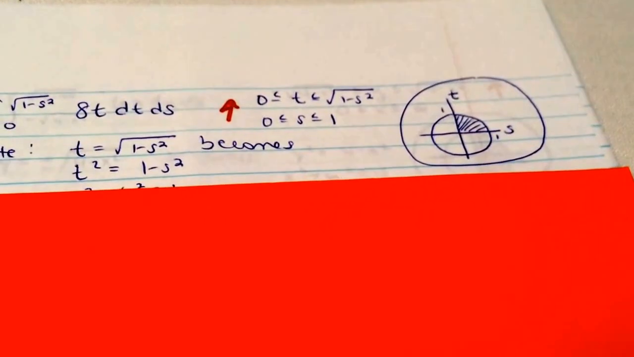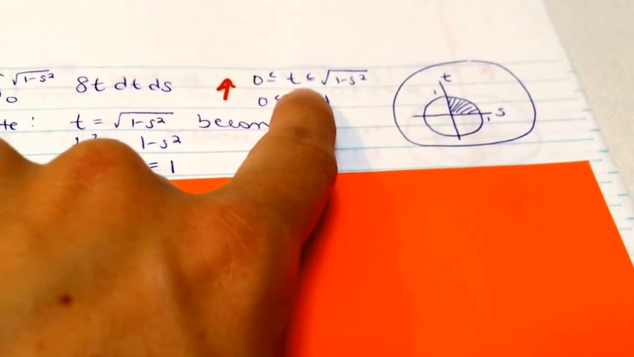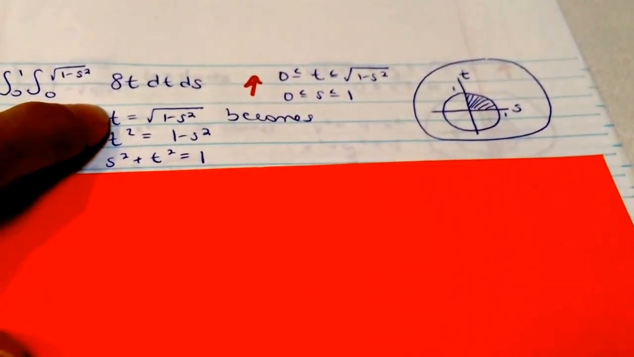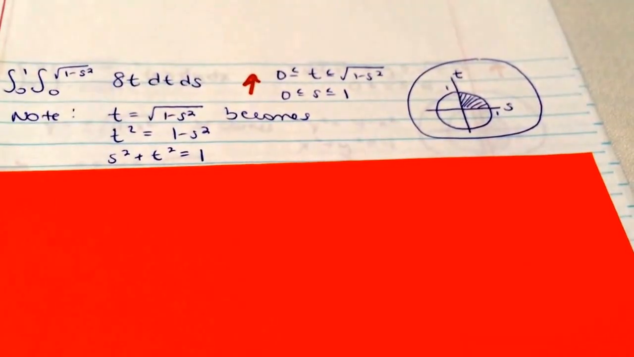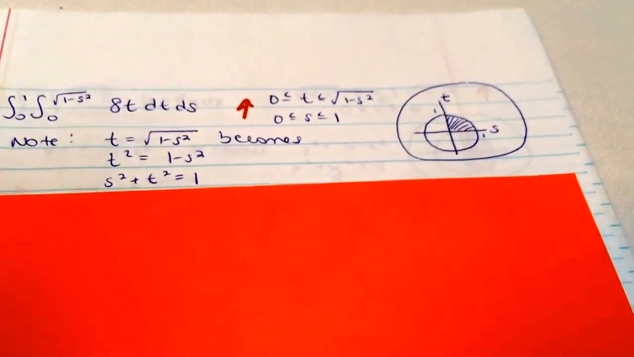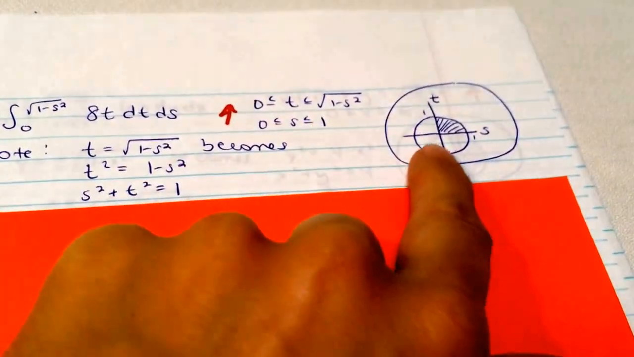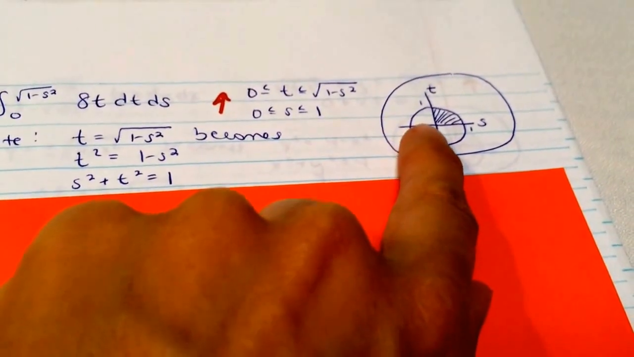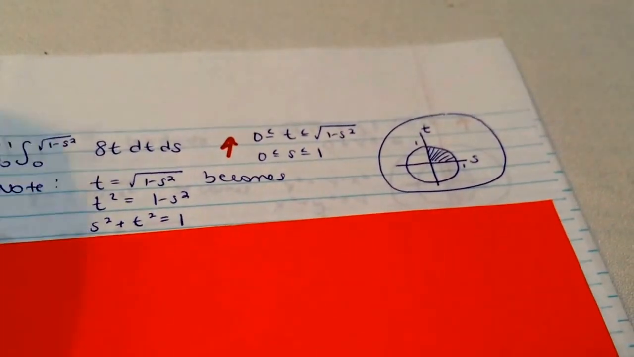Okay, so here's the work for that. The t equals the square root of 1 minus s squared. If you square both sides, it becomes this, and then if you add the s squared to both sides, it becomes this, which is just the unit circle. Because the t's are between 0 and the unit circle, that would only be the top half. But then because s is between 0 and 1, that's only the top right. So it's just the part in the first quadrant. So you're only shading the first quadrant.